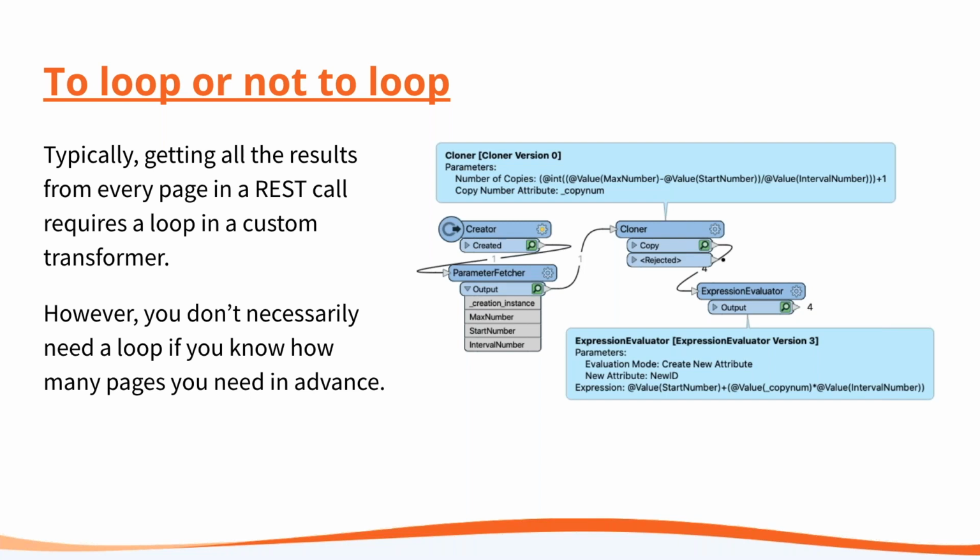The big question is, do you actually need to loop? And the good rule of thumb is if you know the results ahead of time, you know how many pages you would like, you do not need to loop. You can use a cloner instead. The cloner will send multiple results, and you can use an expression evaluator to change around your variables.